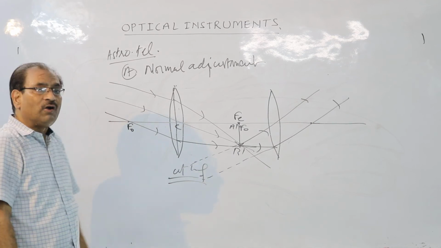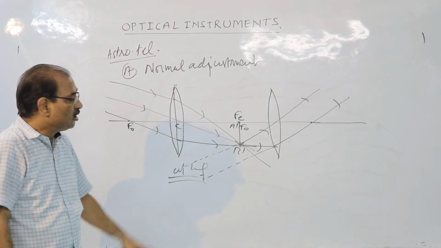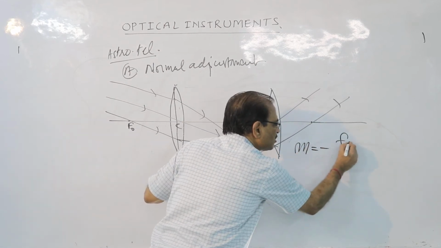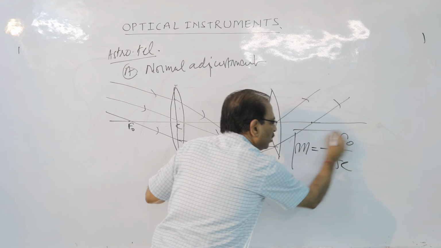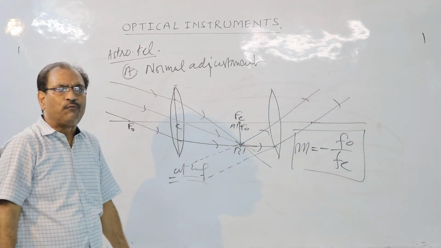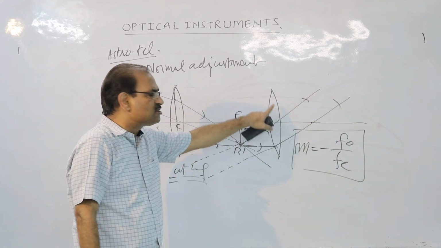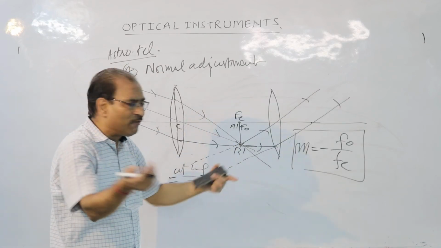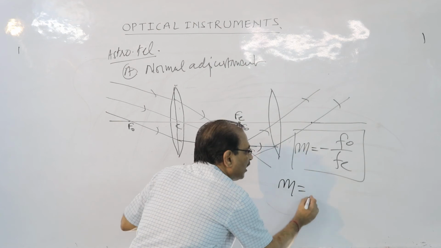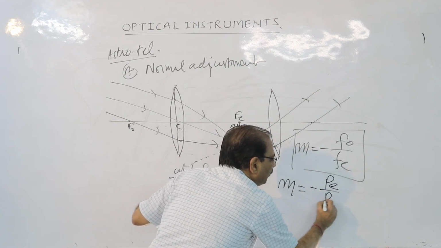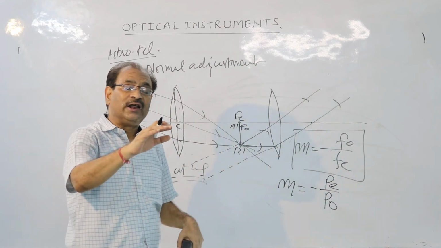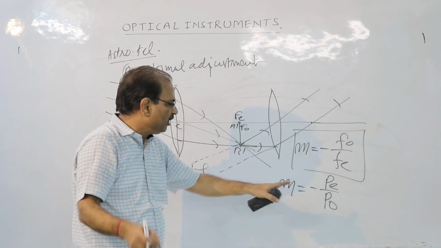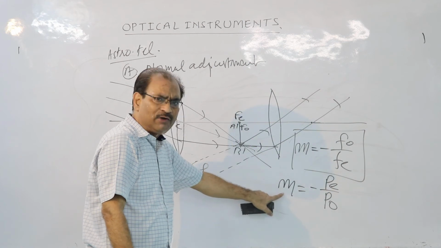Now another thing, the formula for magnification. Children, for magnification, m is equal to minus FO upon FE. Remember, FO is the focal length of the object lens and FE is the focal length of the eye lens. If you want to express this formula in the form of power, it can be m is equal to minus PE upon PO, because focal length is the reciprocal of power, or power is the reciprocal of focal length, and vice versa. All right, remember it forever.